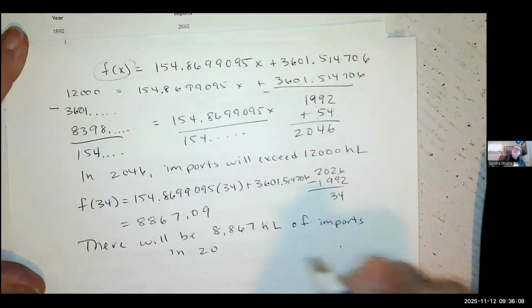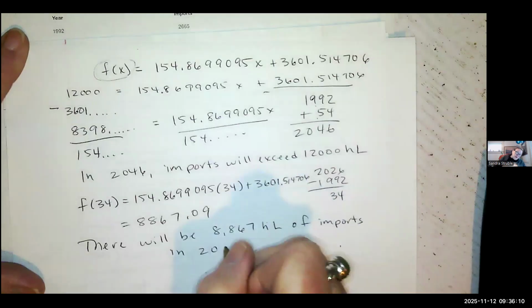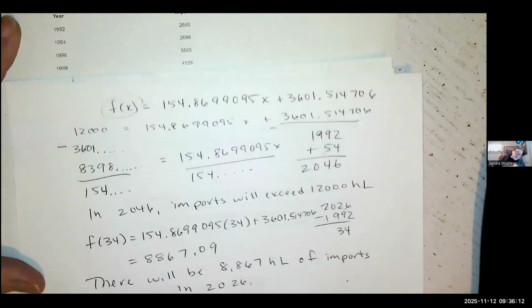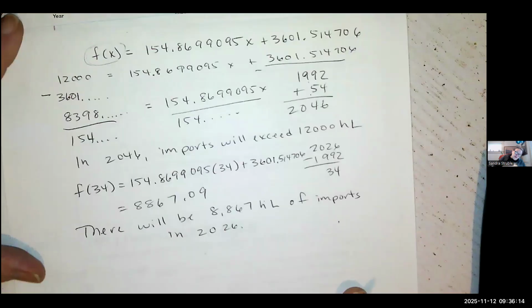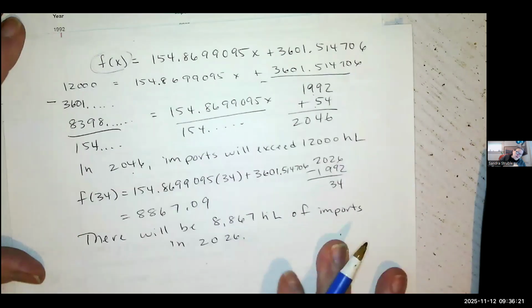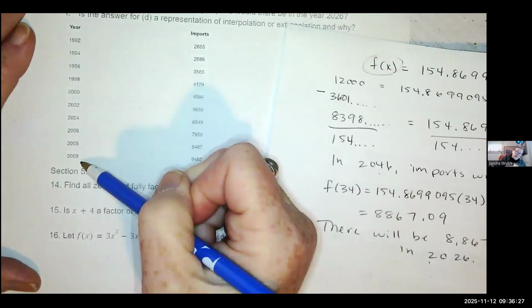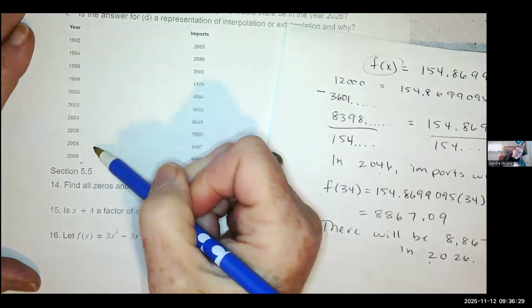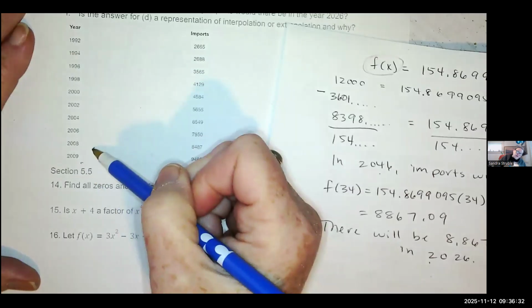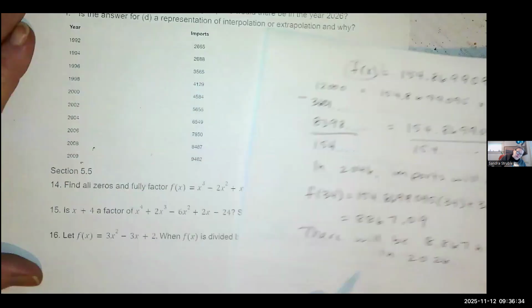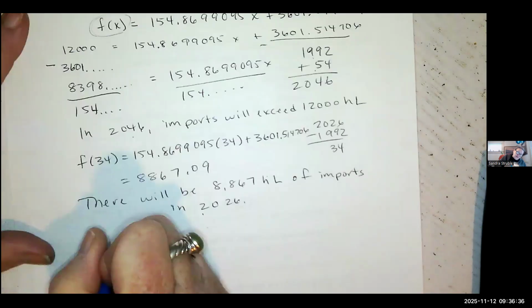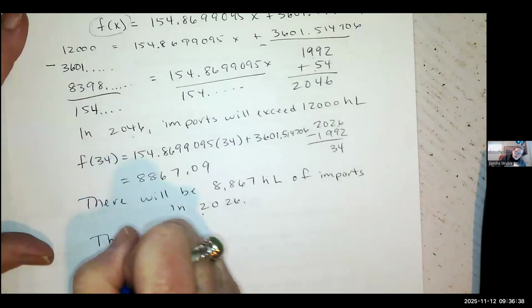Okay. Next question is the answer for D, which is the year one in 2046, and a representation of interpolation or extrapolation? Well, do we have 2046 within our domain? No, we do not. So that's extrapolation. And all you need to say here is this is extrapolation.